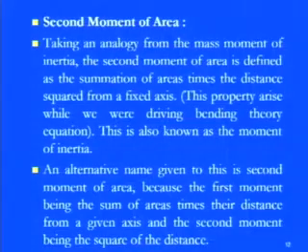First of all, we focus on the second moment of area, taking an analogy from the mass moment of inertia, as we discussed in the previous case. The second moment of area is also defined as the summation of area times distance squared from the fixed axis, because here we have y squared into dA. So first we need to calculate, if we take any small segment, what the area of that segment is. Once you know the segment area, then how much distance that particular segment is from the neutral axis, square the term.